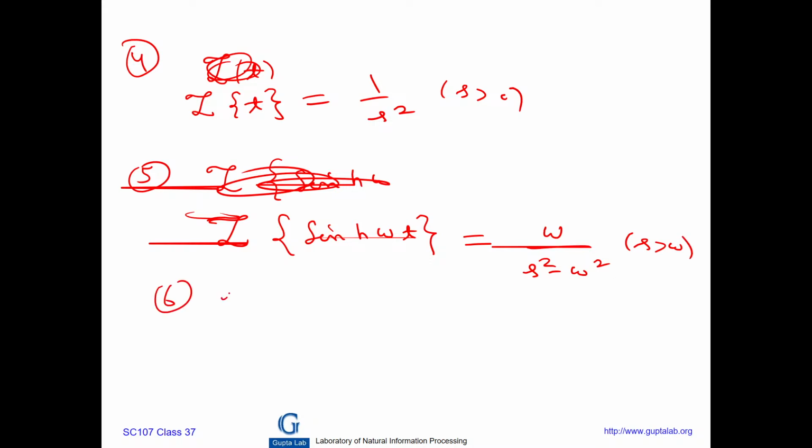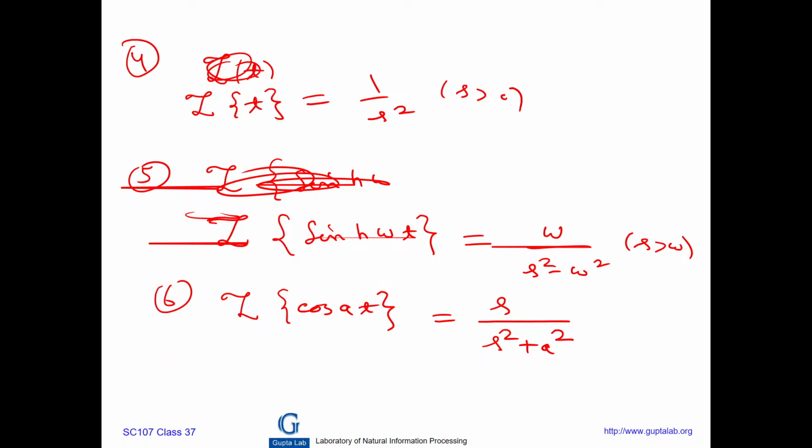Sixth, Laplace transformation of cos at कितना होगा? s divided by s² plus a². ओके. Similarly, you can find sin at, cos at, whatever you want, right? So all these are easy formulas. So question है कब निकाल पाएंगे, कब नहीं निकाल पाएंगे, right? So I should give you one definition.